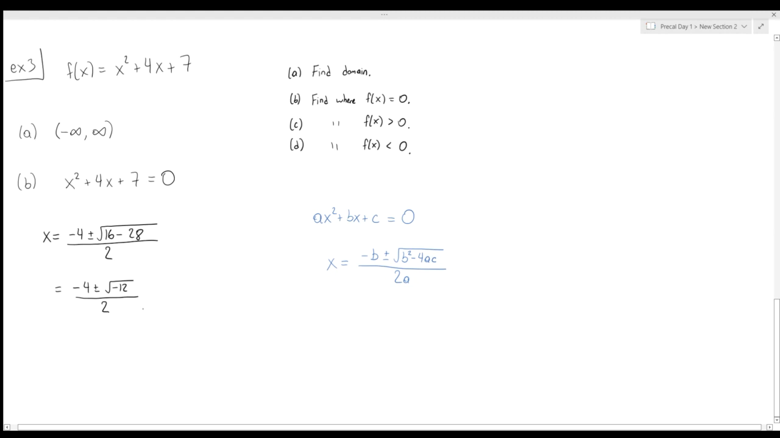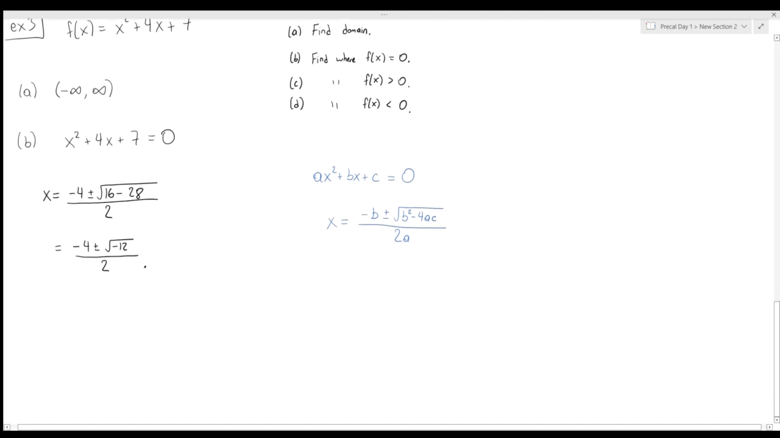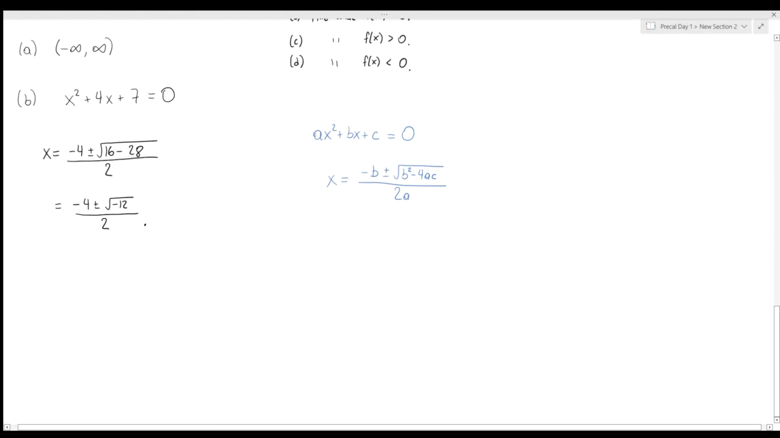Okay, so what should I do next? Should I go ahead and make a sign chart with the two solutions that we found, or what's going on here?